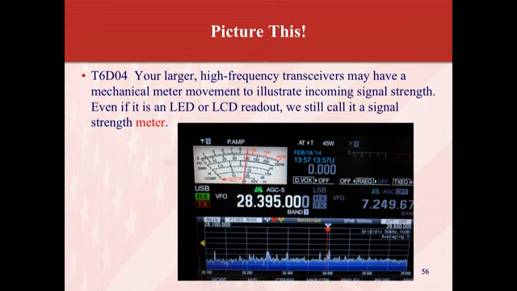So I guess the older gear out there still has these analog meters on them. The newer ones have fancier graphical displays and LCDs, all kinds of interesting things out there on the newer radios that indicate signal strength.